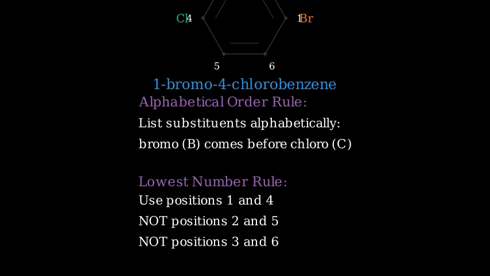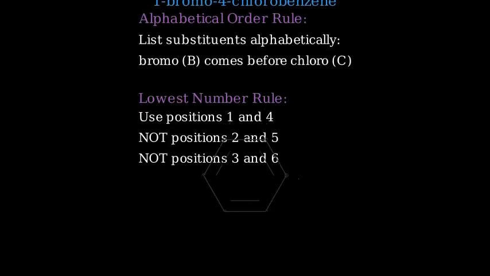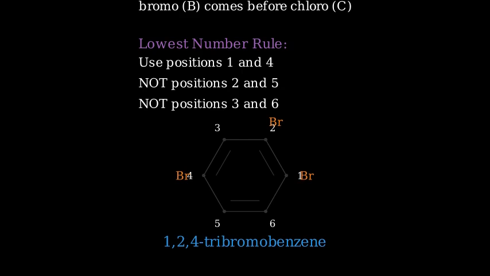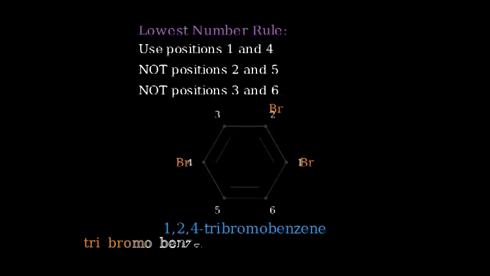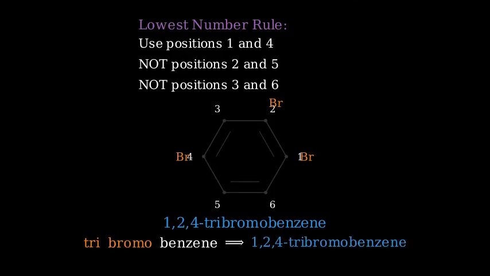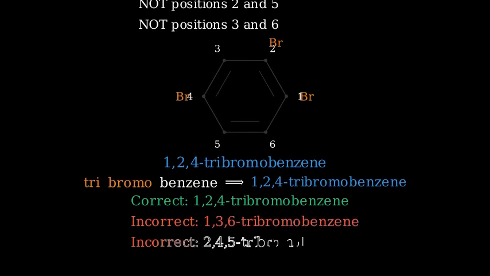Let's look at one more complex example. This is 1,2,4-tribromobenzene. Here we have 3 bromine atoms at positions 1, 2, and 4. We name it with the prefix tri to indicate 3 bromine atoms. Bromo for the bromine substituents, positions 1, 2, and 4 to show where they're attached. Benzene as the parent structure when assigning position numbers. We choose the arrangement that gives us the lowest set of numbers. For example, we use 1, 2, 4 rather than 1, 3, 6, or 2, 4, 5.